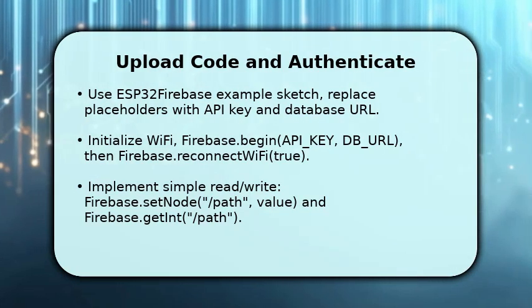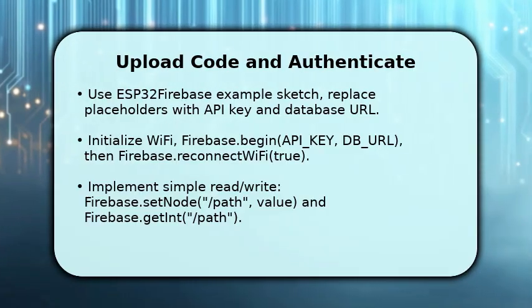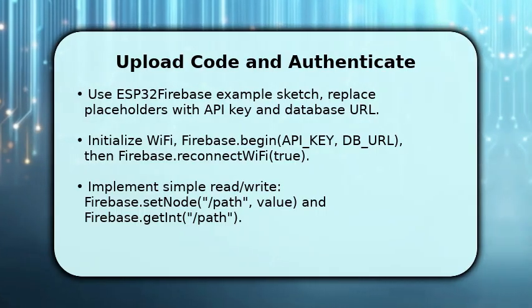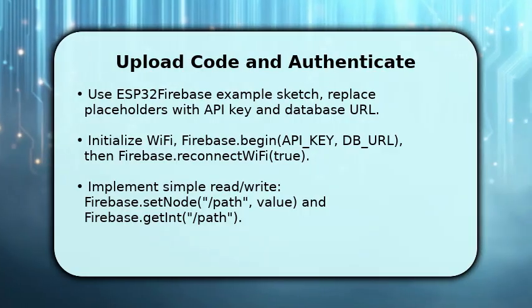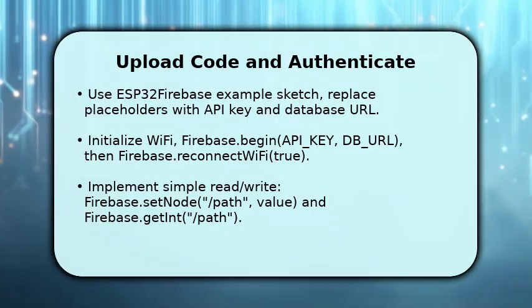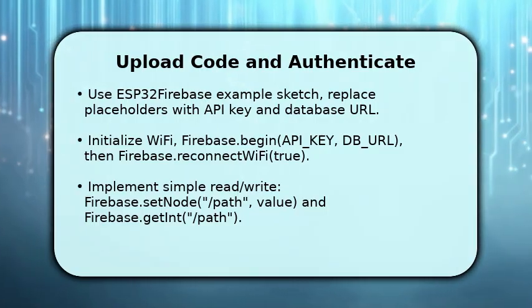You now edit the example sketch. Replace placeholder strings with your API key and Realtime Database URL because that binds this device to your project. Once the code includes Wi-Fi credentials, call WiFi.begin and then Firebase.begin with your key and URL. Make sure to enable Firebase.reconnectWiFi(true) so the client handles drops.